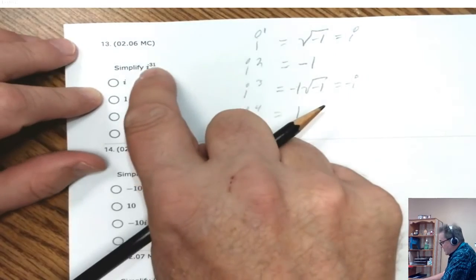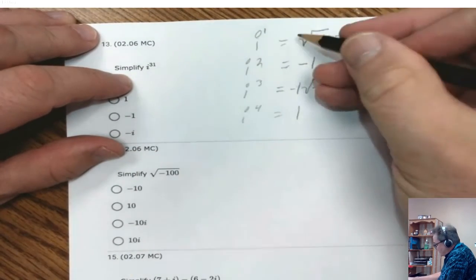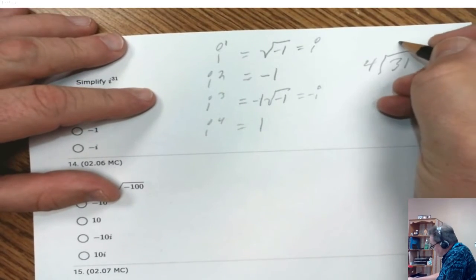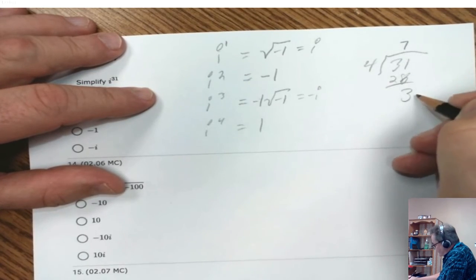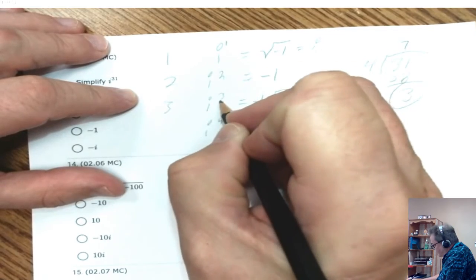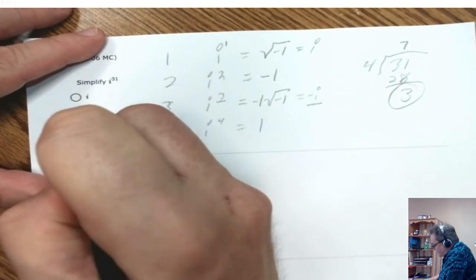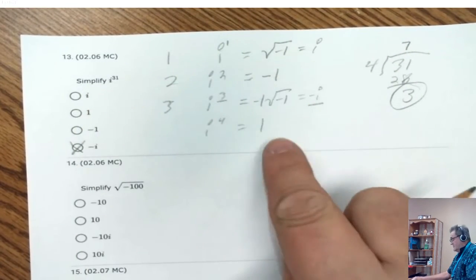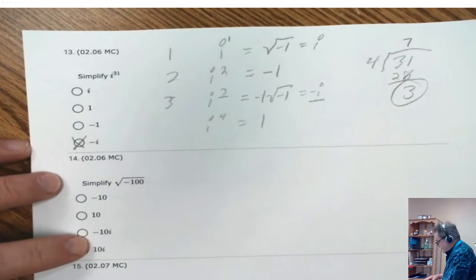Which one is it? To the 31st, we divide 31 by 4 because it keeps looping around every 4. So this goes in there 7 times, 28. The remainder is 3. It's the same as the 3rd power. So negative i is our answer. If we take i and multiply by itself 31 times, we'll end up with negative i. There you go.